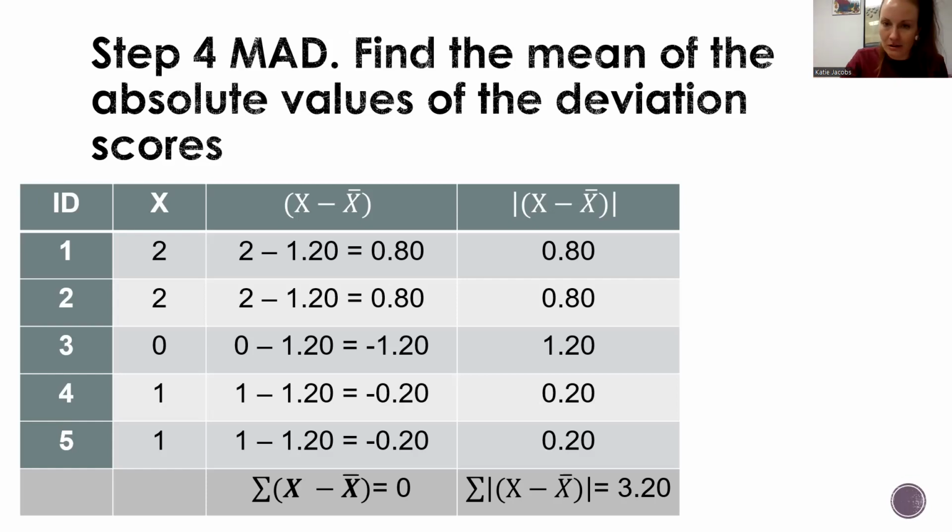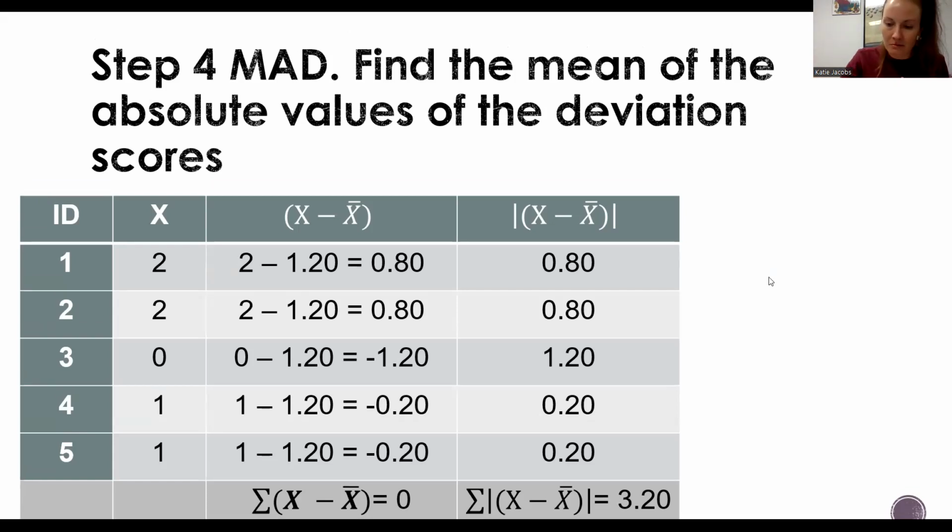And then let me pull up a calculator real quick. Then when we take 3.20, make sure you're doing these before I tell you the answer. When we take 3.20 divided by 5, we get 0.64.